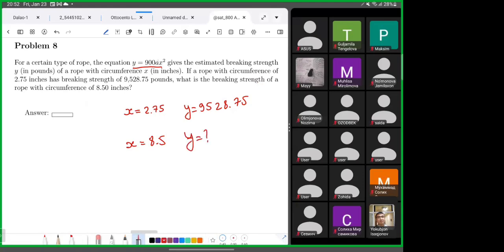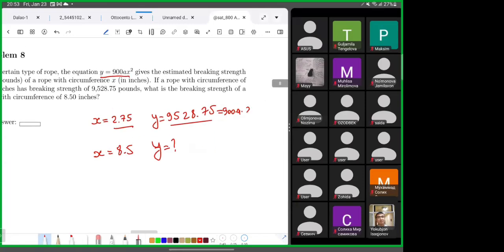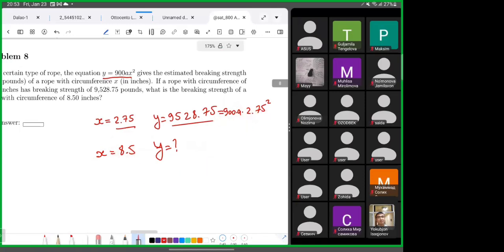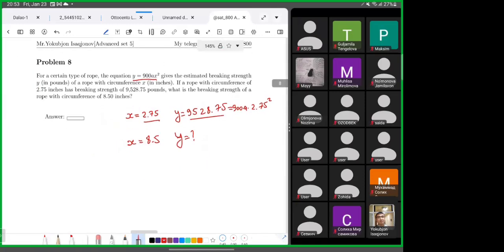So we need to calculate the value of a here. Let's plug in: this number equals 900 times a times 2.75 squared. From this equation, I can calculate the value of a. After this, I can plug in 8.5 squared and calculate it. Basically, by hand, everything is clear. Now we will do this with DESMOS.